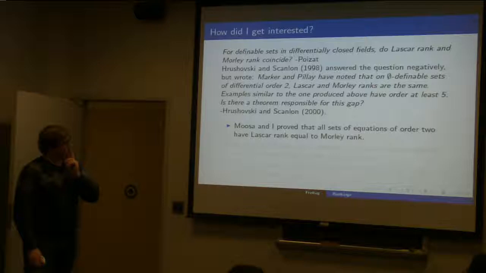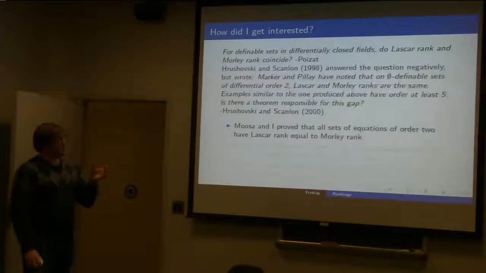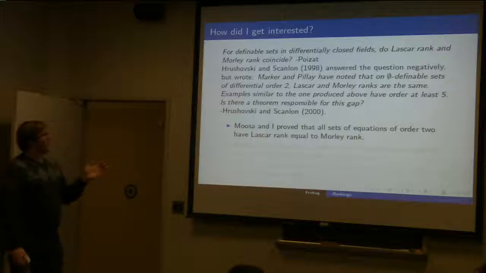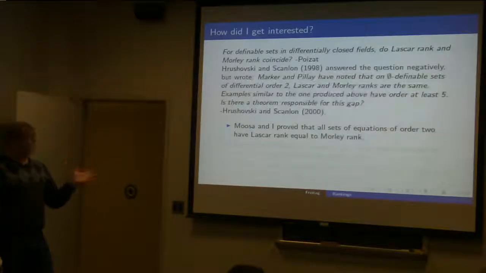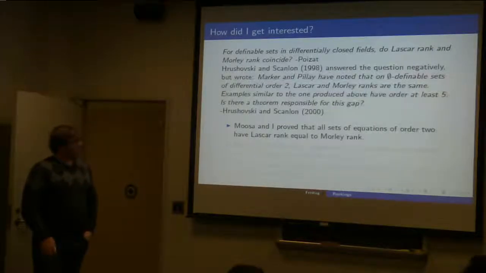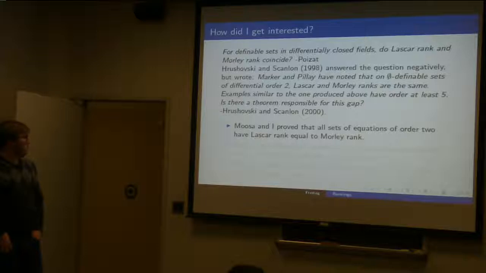What they noticed was that Dave and Anand could show that for sets definable over the constants, and they wrote empty set definable, that means definable over Q, but really works over the constants in general, doesn't matter, which have order two. So for order two equations, the two ranks turned out to be the same. And the examples that Tom and Udi produced all involved order five or greater equations, and so that's a gap of three, and one wants to know what happens.